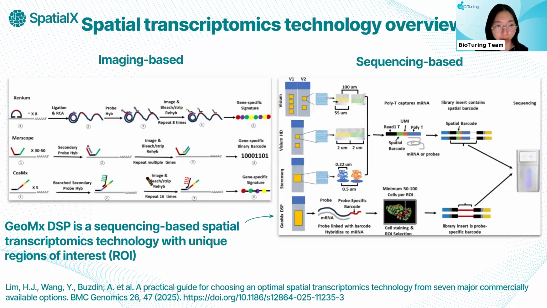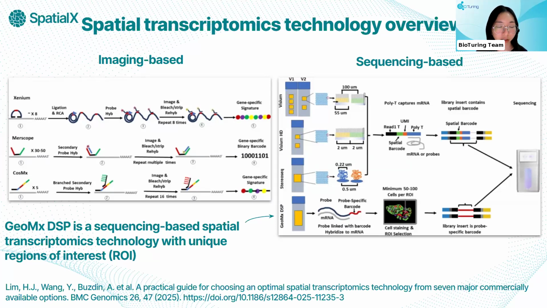All right, so before we dive into how to handle GeoMx data here on SpatialX, I want to quickly touch on an overview of the different types of spatial transcriptomics technology, especially for those of you who are unfamiliar with spatial data or are trying to figure out what kind of spatial technology might be best for your research interest. Essentially, spatial transcriptomics can be grouped into two types of technology. The first one is imaging-based, and the second is sequencing-based.